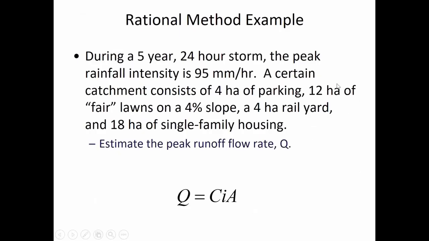conditions. Let's try out this example here. We have a 5-year, 24-hour storm. Now there are two different times listed here. One is the duration and one is the frequency. Which is which? Right. Perfect. That's right. So the rainfall itself is lasting for 24 hours. 5 years is the return period or the frequency. The peak rainfall intensity is 95 millimeters per hour.